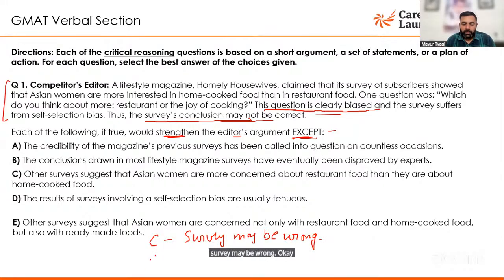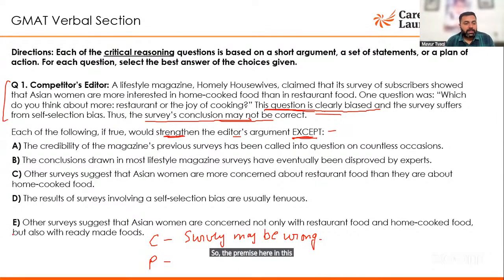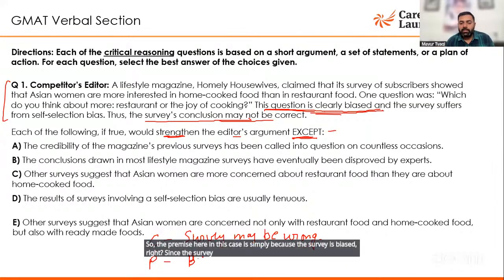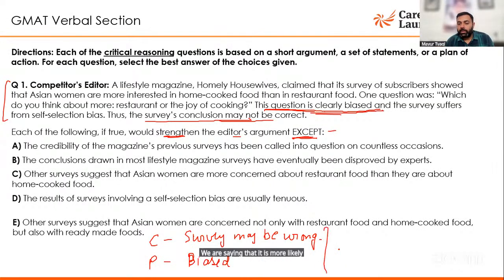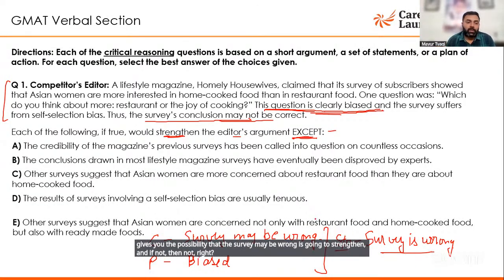Okay. Now, all I have to do is ask myself, why are we saying so? Why are we saying that the survey may be wrong? So the premise here in this case is simply that the survey is biased, right? Since the survey is biased, we are saying that it is more likely to be wrong. Now, hypothetically, if I had to strengthen it, all I had to do was find an answer choice that will allow me to say that the survey is wrong, right? So any choice that gives you the possibility that the survey may be wrong is going to strengthen, and if not, then not. And that's what we are looking out for.